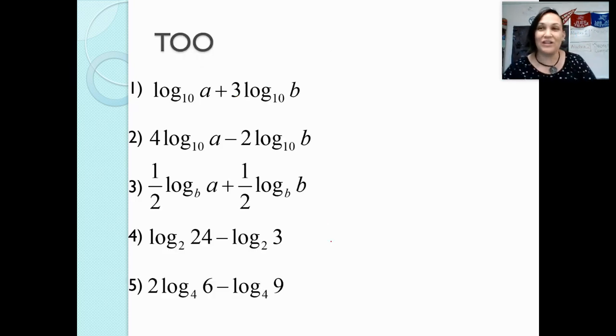Why don't you guys go ahead and try some on your own? So take these, they each start with just 2 logs, and then squish them, condense them into a single log. Make sure to pause the video, and when you're ready, I can help you.